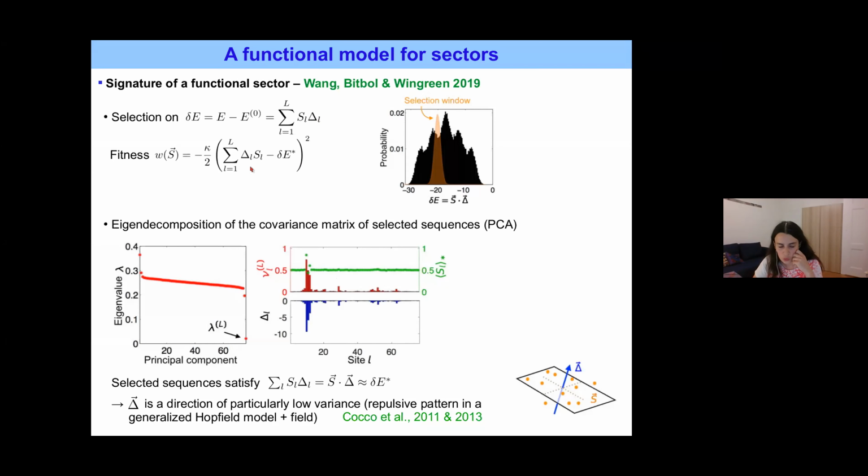If we go back to the model that we used, in fact, we can understand where this comes from. It's because the selected sequences satisfy this constraint that the scalar product is close to the ideal value of the trait. So if we represent them in an abstract space, the selected sequences have to lie around the plane, which is perpendicular to the direction of the vector delta. So it means that delta is a direction of particularly low variance, which is why it's associated to this lowest eigenvalue. And in fact, because, for instance, Pankaj told us about Hopfield models, this is in fact deeply related to a Hopfield model. Delta is a repulsive pattern in a generalized Hopfield model.